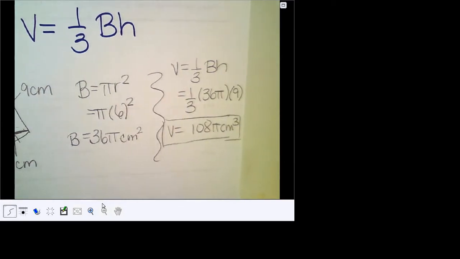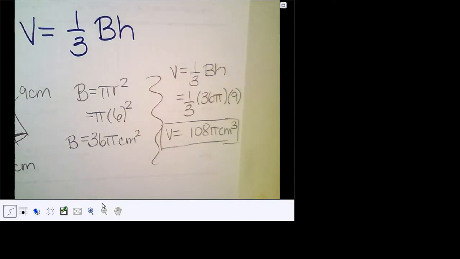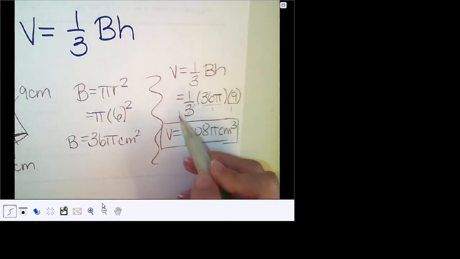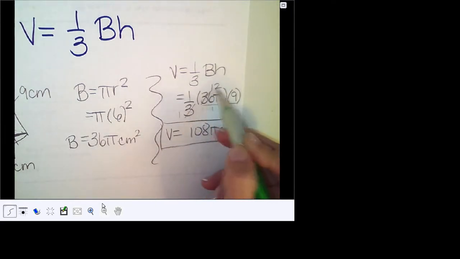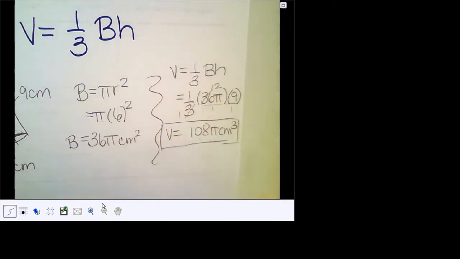Now, let's say you didn't have a calculator. Just to show you how easy this is: simplify before you multiply. All of these are fractions, so I can write them over 1. If I simplify, 3 goes into 36 12 times. And then 12 times 9, as you know, is 108.